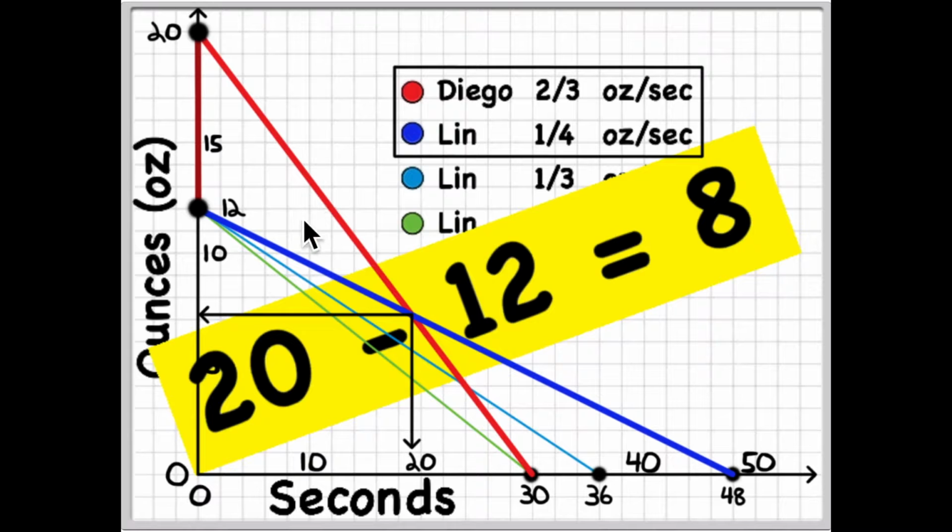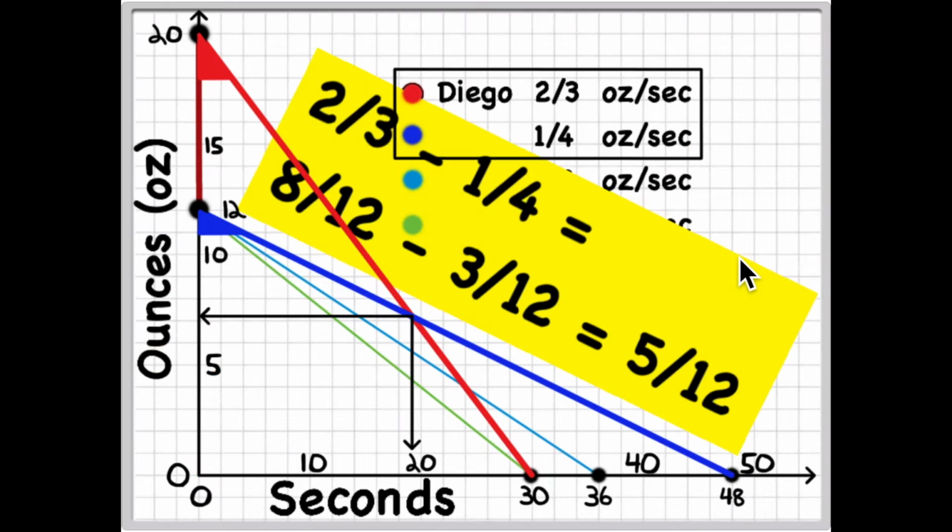So the calculations show up in the animation, and they show up in these graphs. Lynn starts out at 12 ounces, Diego starts out at 20 ounces. So the difference in their starting volumes is 20 minus 12, which is equal to 8 ounces. And so how quickly are they moving together? That's 2/3 of an ounce every second, or 2 ounces every 3 seconds, minus 1/4 of an ounce every second, or 1 ounce every 4 seconds.